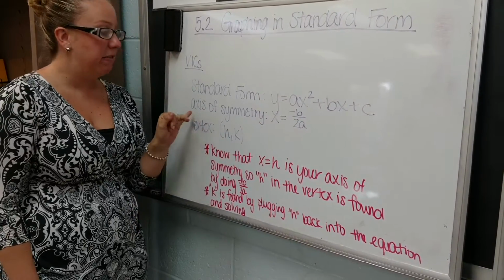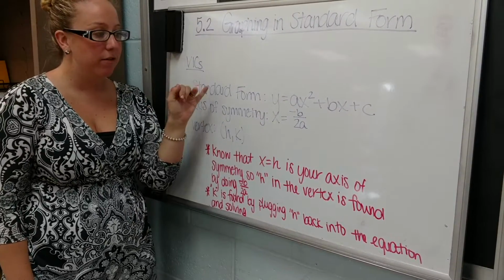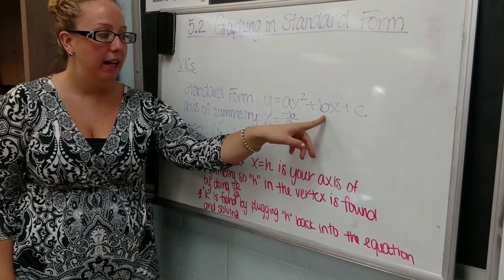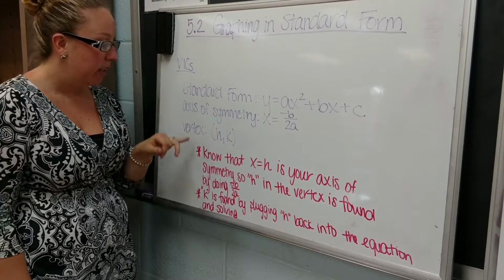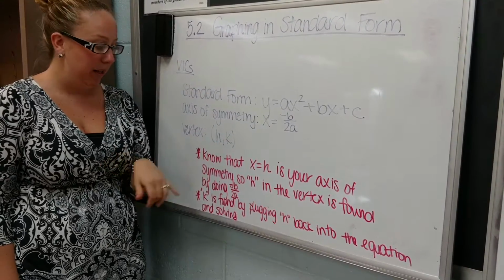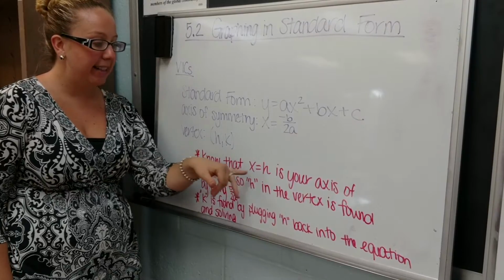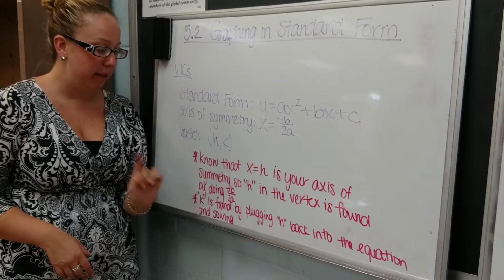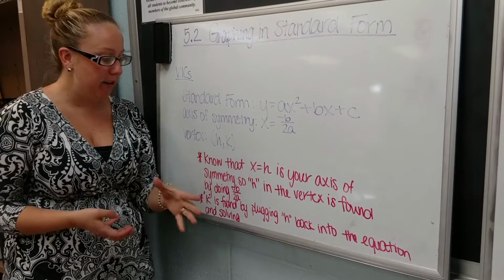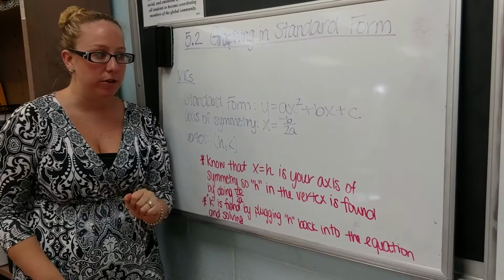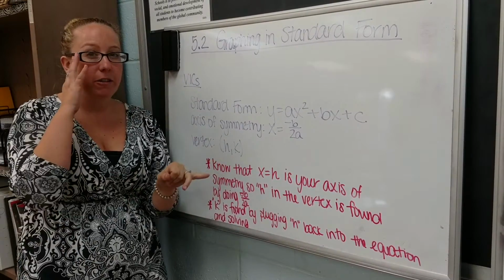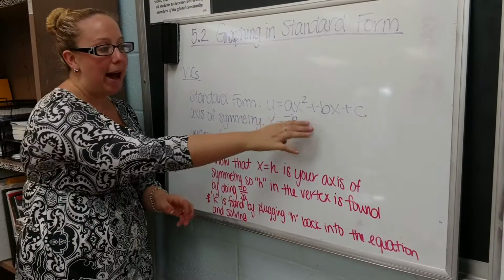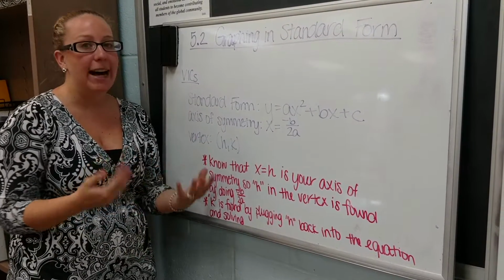And to find the axis of symmetry in standard form, you want to do negative b over 2a. So you're taking the opposite of b and dividing it by 2 times a. Your vertex is hk still, but remember that x equals h is the axis of symmetry always. So h in this vertex in standard form is found by doing negative b over 2a. And then the k value of your vertex is found by plugging that value for h, that negative b over 2a, back into your equation and solving for y, and that's your k value.